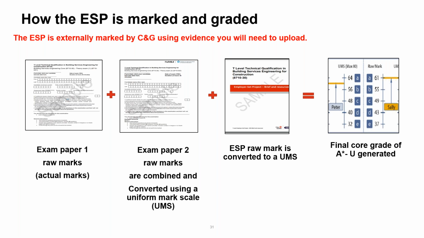And then the ESP raw mark, which is out of 100, is then converted to the UMS. Both of those are added together, and then they're looked at. The UMS then generates a final grade of A star to U, although U is not a grade, it is unclassified. So your learners will not be getting a U, they'll be getting A star to E. And U means that there are no marks available if they haven't really met the minimum standard there.